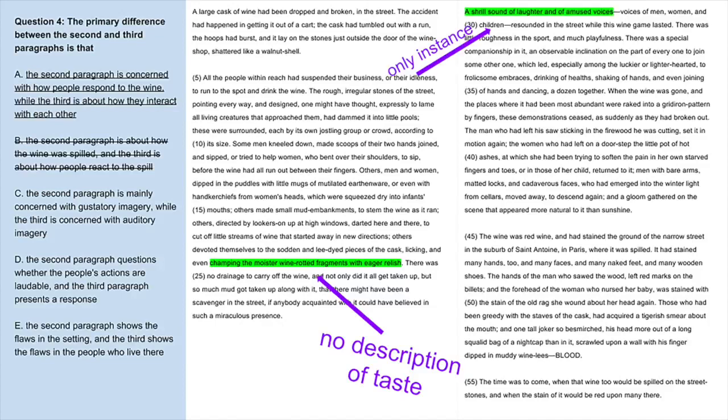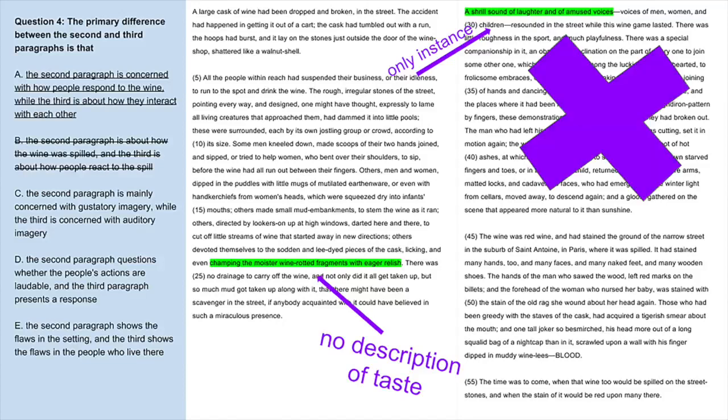Similarly, we only have one auditory image in the second paragraph right here in the beginning, the shrill sound of laughter and amused voices, and then no more auditory imagery throughout. So this isn't a very good answer, certainly not as good as A. So get rid of C.